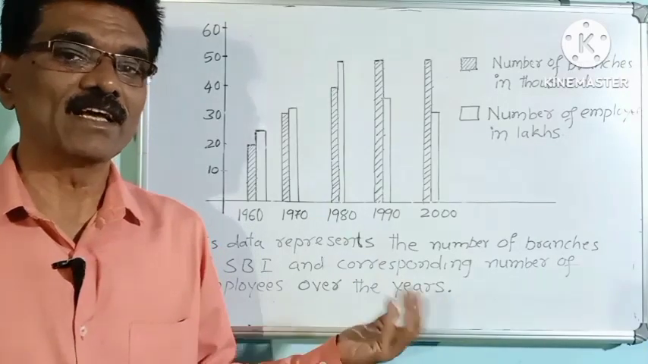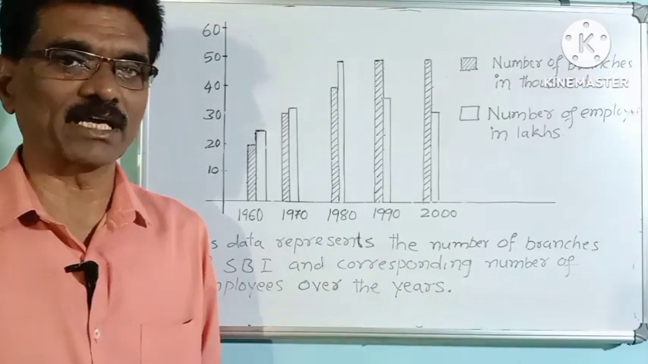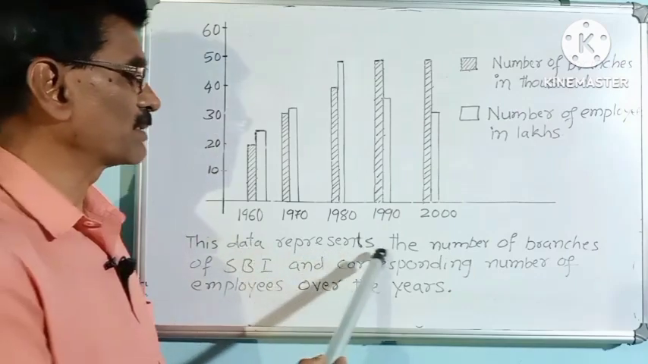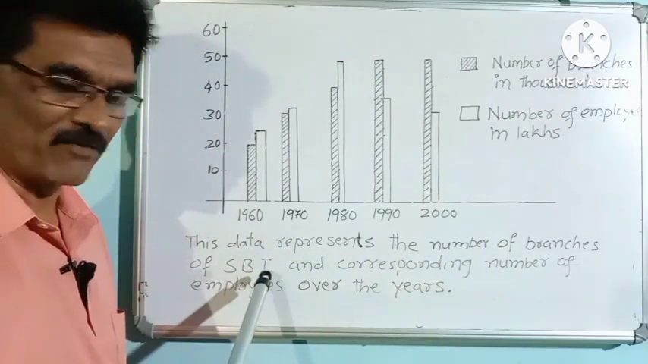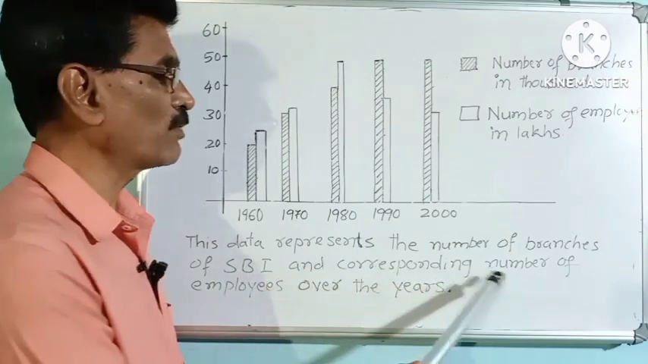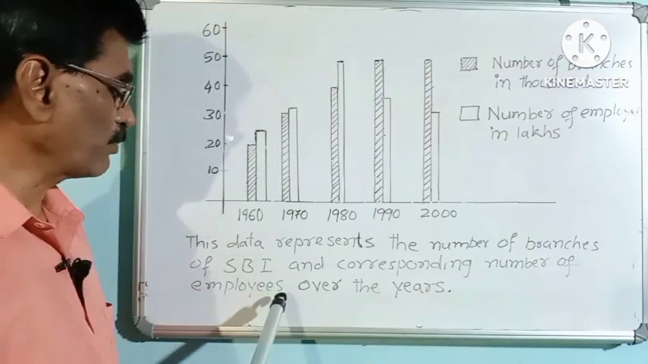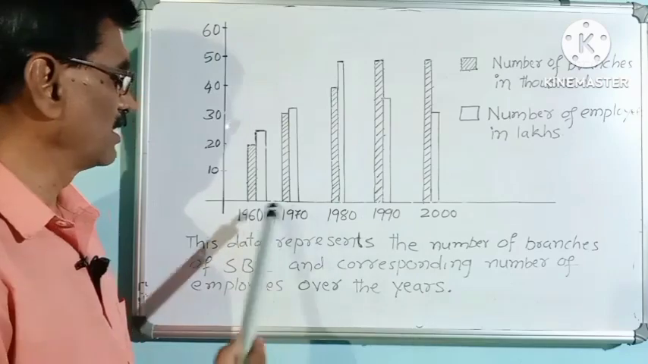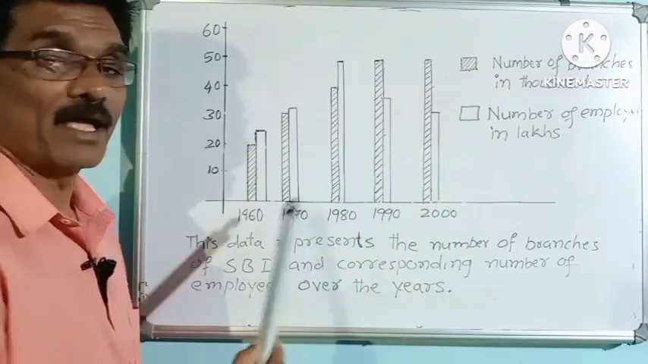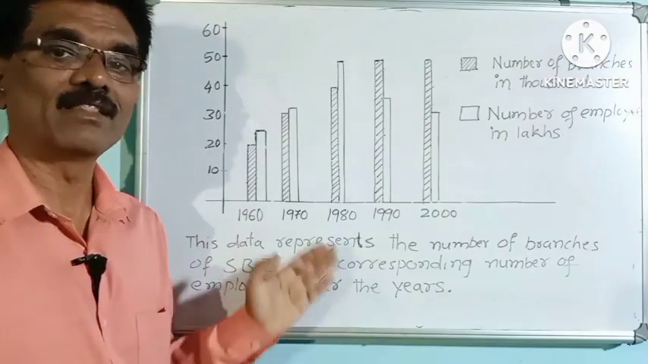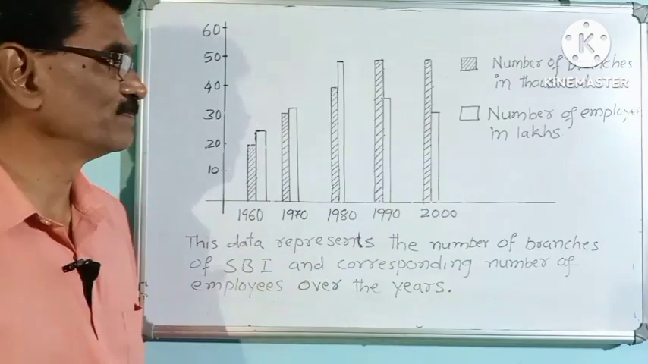Now, this is the second example I have taken up. This data represents the number of branches of SBI, State Bank of India, and the corresponding number of employees over the years. That is from 1960 to 2000. Every 10 years, the data is updated.